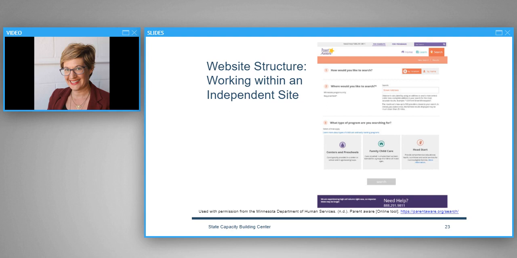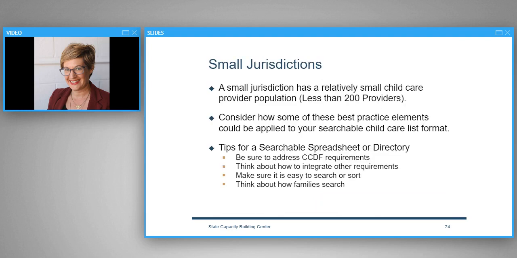Now that we've explored the two primary structures of a child care search tool, we want to talk a little bit about small jurisdictions. So if you have a relatively small childcare provider population, and in this case, we're saying less than 200 providers, your website structure and agency resources are clearly different from those that oversee larger jurisdictions. Put simply, your website may not need a robust childcare search tool. A searchable or sortable list for providers may work just fine.